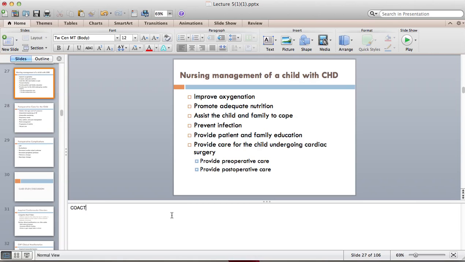Coarctation of the aorta, ventricular septal defect, atrial septal defect, patent ductus arteriosus, and tetralogy of Fallot. You must know these 5, and each of them has a specific care that you need to give.